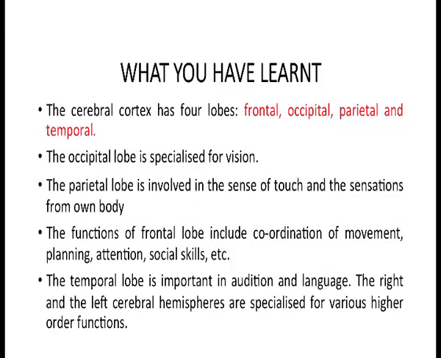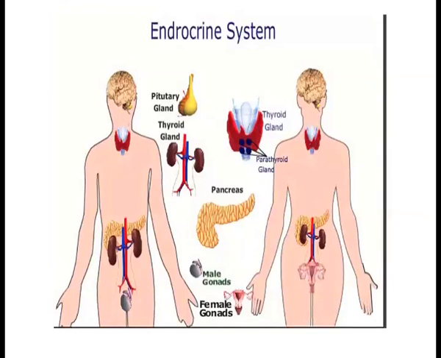We also talked about the cerebral cortex, that it has 4 lobes: the frontal lobe, the occipital lobe, the parietal lobe and the temporal lobe. The occipital lobe is specialized for vision. The parietal lobe is involved in the sense of touch and sensation from one's own body. The functions of the frontal lobe include coordination of movement, planning, attention and social skills. The temporal lobe is important in audition and language. The right and the left cerebral hemispheres are specialized for various higher order functions. And today we talked about the endocrine system, which is a collection of ductless glands that control various bodily functions through the secretion of hormones.